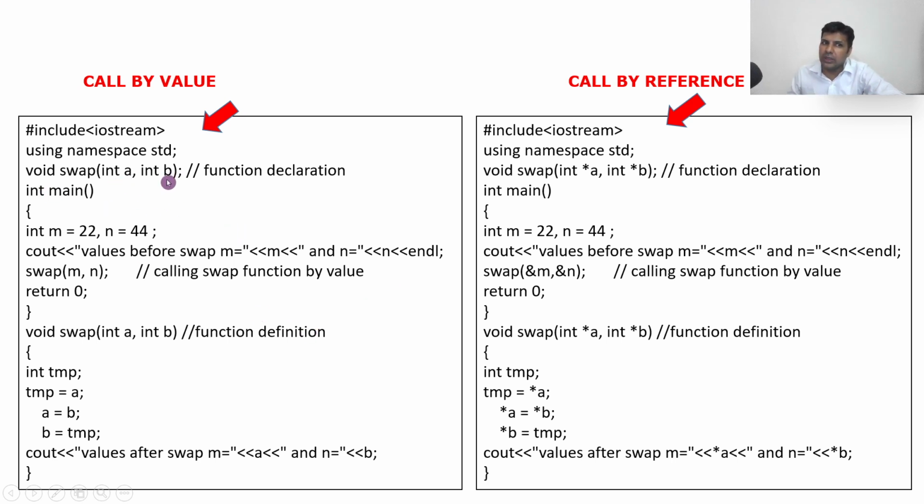In the first one, we are using simple a and b. Here I am using pointers. In the second one, we are using m and &n, the ampersand, which means we are sending the address. Again, here we are using the normal a and b values, and here we are using pointer values. So that's the difference between call by value and call by reference. Call by value directly passes the value. Here it will pass the address, right?